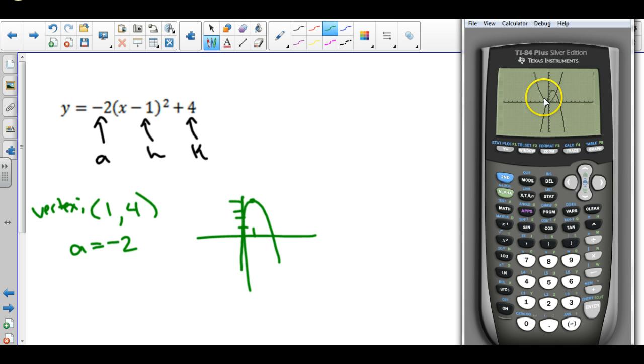Sweet, there it is. So it went over 1, up 4, and then like I said, it made it go downwards because it was negative, and since it's a -2, that's what made it go narrow. Now if it would have been like -1/2, then it would have made it wider, but it would still flip downwards. And basically that's section 12.7 in a nutshell.